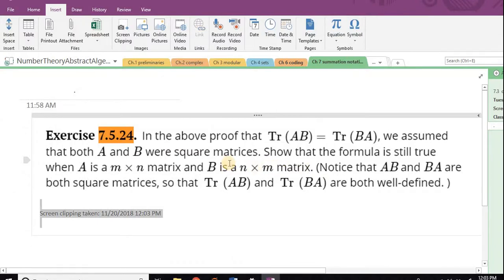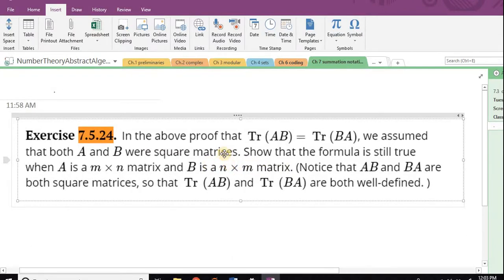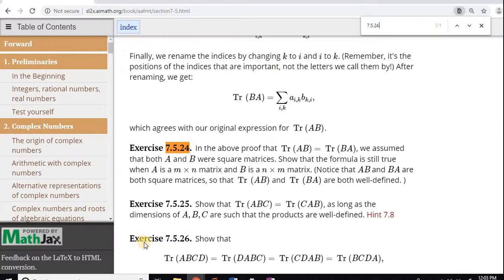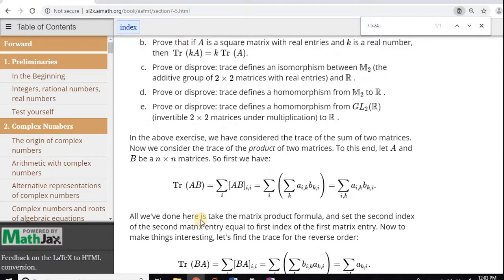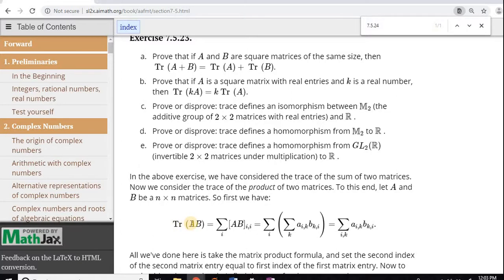So here's the exercise. It says in the above proof that trace AB equals trace BA, we assumed that both A and B were square matrices. So the formula is still true when A is m by n and B is n by m. All right. Well, let's look back at the above proof first before we start this. So the proof says, here you're trying to show that trace of AB equals trace of BA.